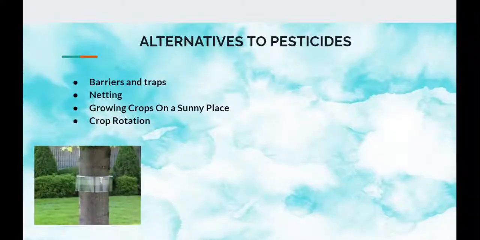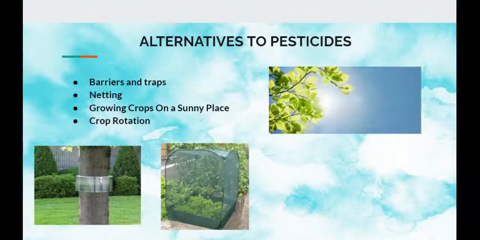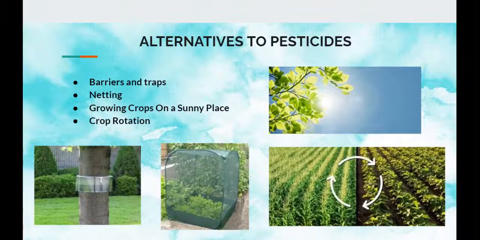There are some alternatives for pesticides. You can use barriers and traps, so if there's a predator, it will be trapped. If you use netting, then nothing that is contagious will be caught onto the plants. Growing your crops in a sunny place is ideal, so the plants can make as much food as they need. The last suggestion would be to rotate the location of your crops each year.